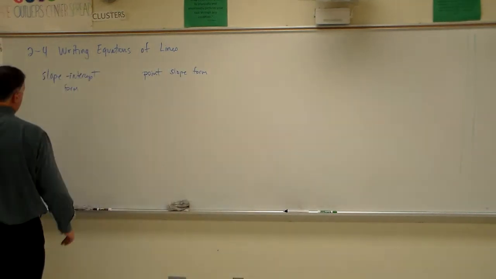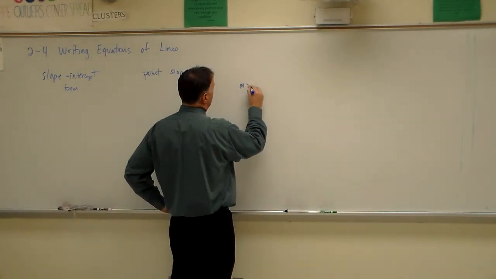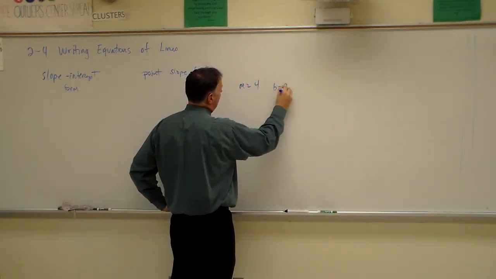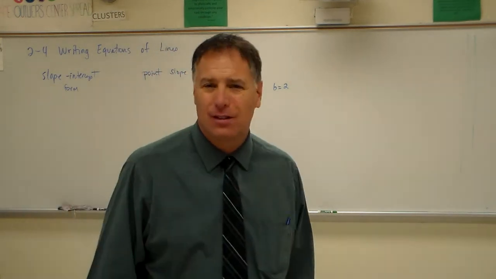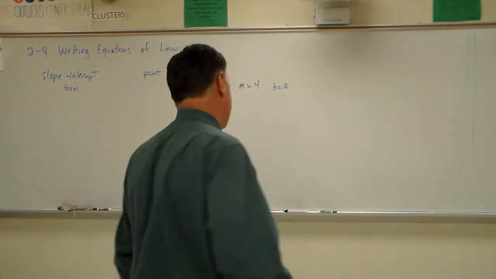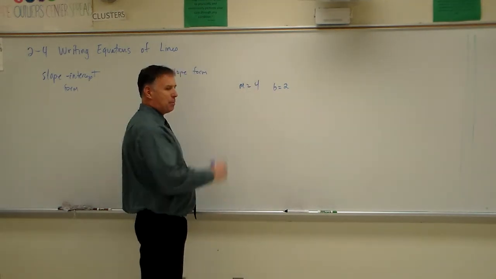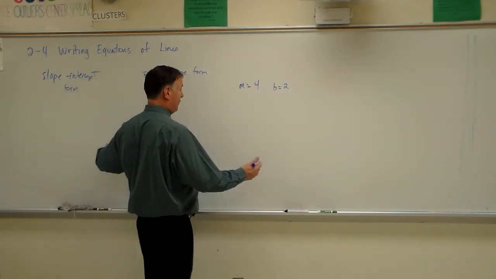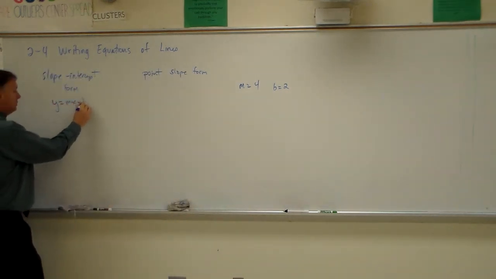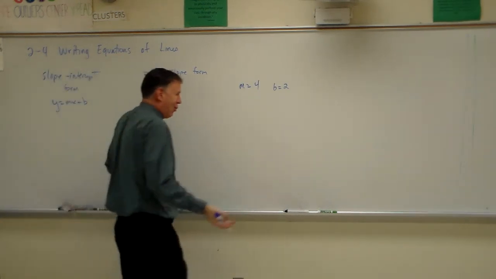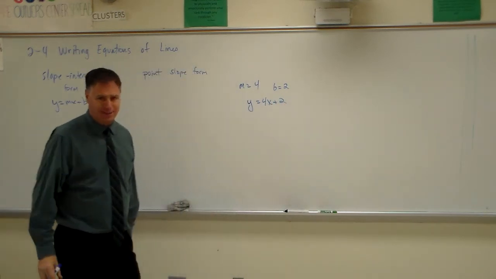So, if they said, well, your slope is 4 and your y-intercept is 2, come up with an equation in slope-intercept form. If I give you one of those, consider yourself lucky. That's nothing, man. They give me the slope and the intercept. Slope-intercept form, y equals mx plus b, you just plug it in. There's no work. Y equals 4x plus 2, that's all there is to it.